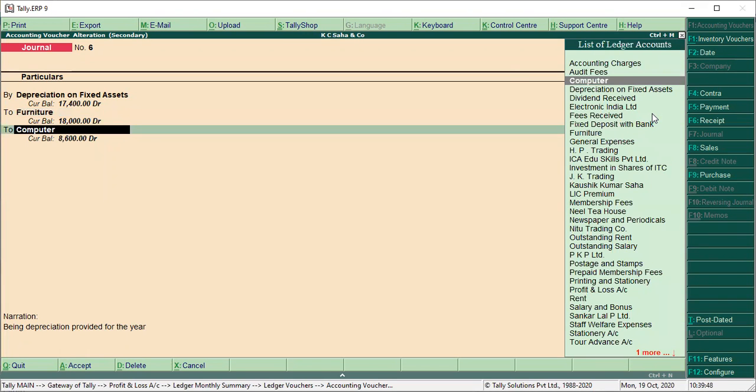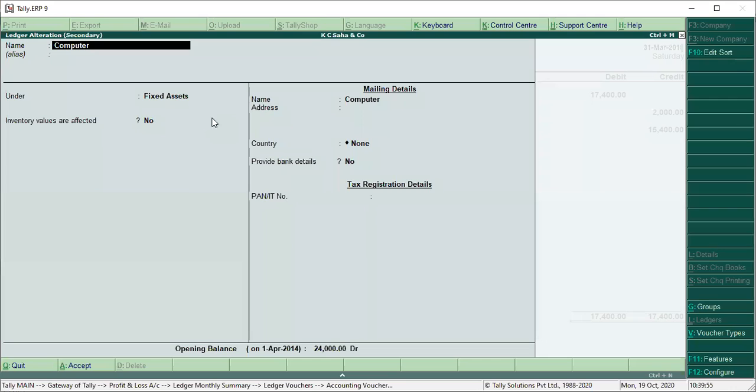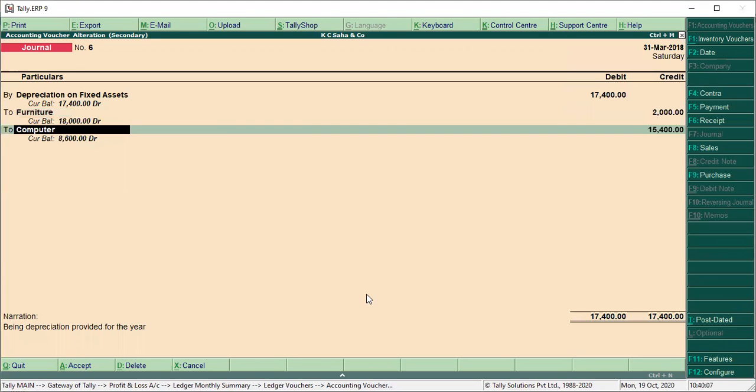So you have to check on the computer also. Just same as like that only. Just go on computer, do the control enter. The opening balance is 24,000. You have to calculate 20%. 24,000 into how much percentage for computer is? So 24,000 is your opening balance. So how much percentage is there?